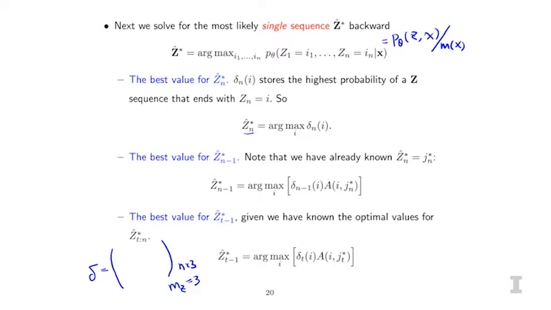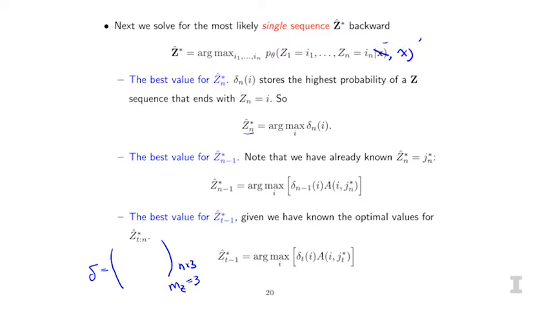So it is okay to view this maximization as a maximization over the joint probability of z and x. So I change that bar to be a comma, z, x.